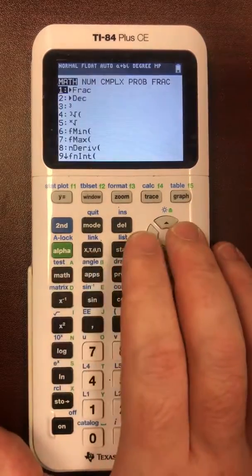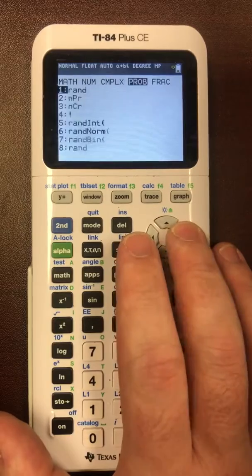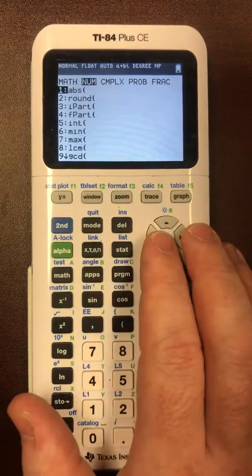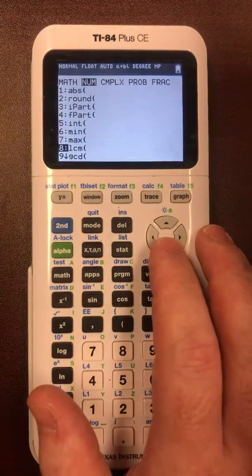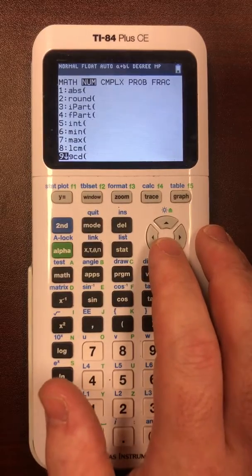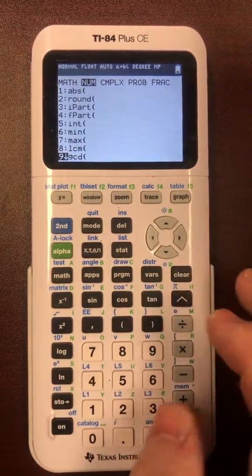So if you hit the math menu, notice how there's a lot of different sub-menus on the math menu. In this case, go to num. Under num, the two functions we care about right now are LCM and GCD. Let's get GCD out of the way because it's not as important.